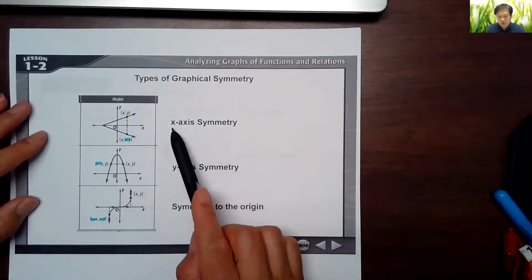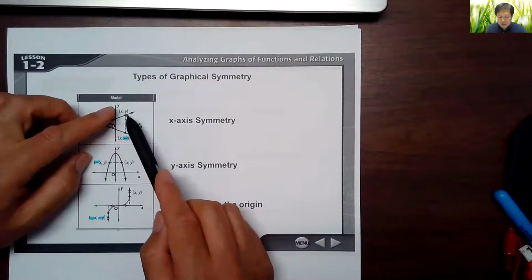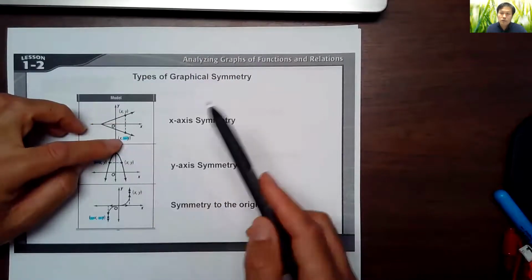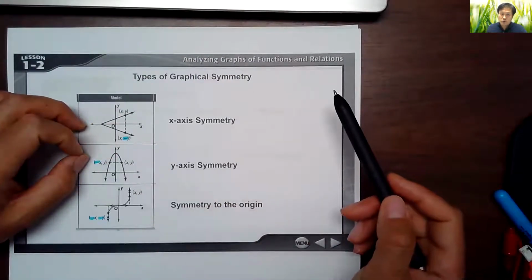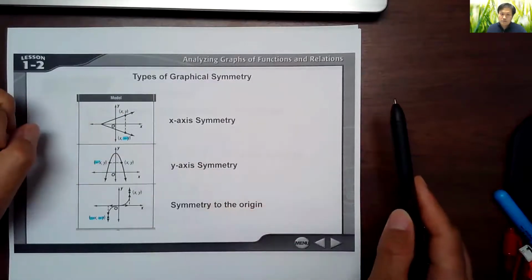If you're trying to show x-axis symmetry, what you can do is replace y with -y, and you have to show the equation doesn't change.